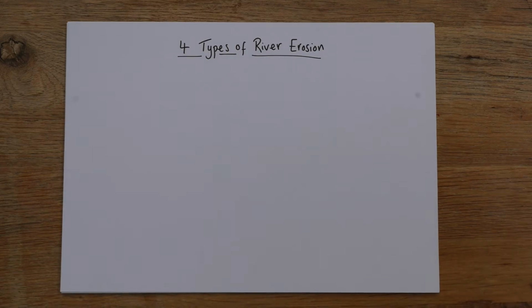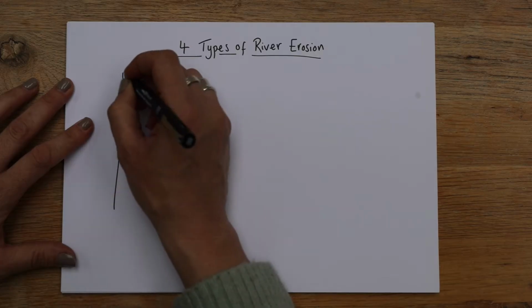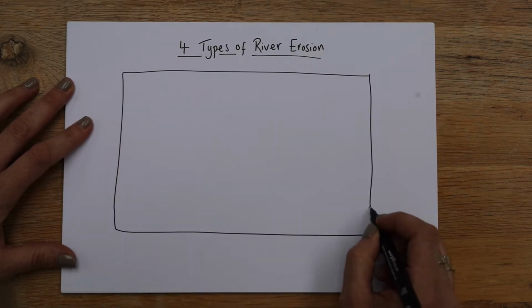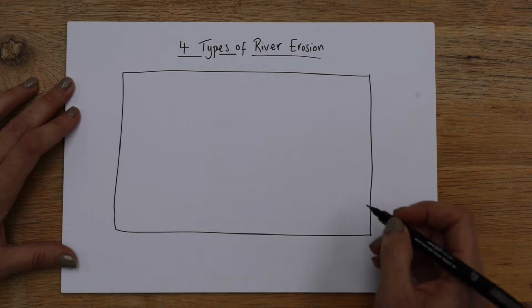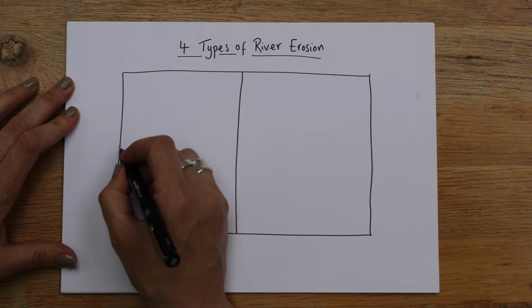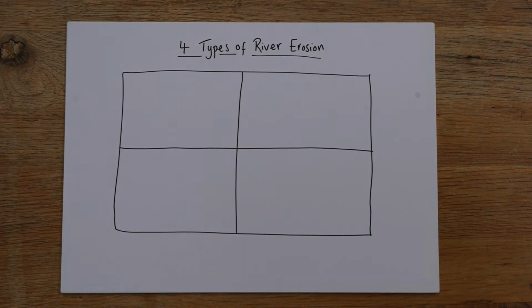Hey folks, today we're going to look at river erosion, and there are 4 different types, and it can be a little bit tricky to remember these, so let's just do a really quick video on the 4 types. Don't worry about this being perfect. I haven't got a ruler on me, so I'm just going to draw a box like this and break it into 4, like so. Okay, and then we're going to start by just writing the names.